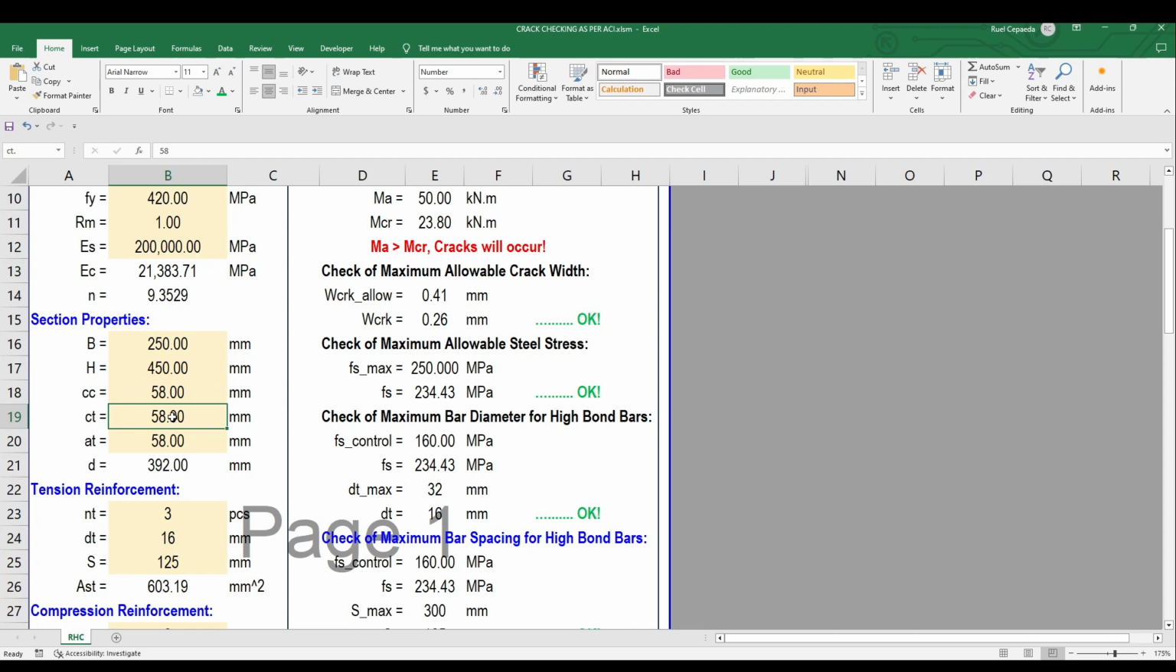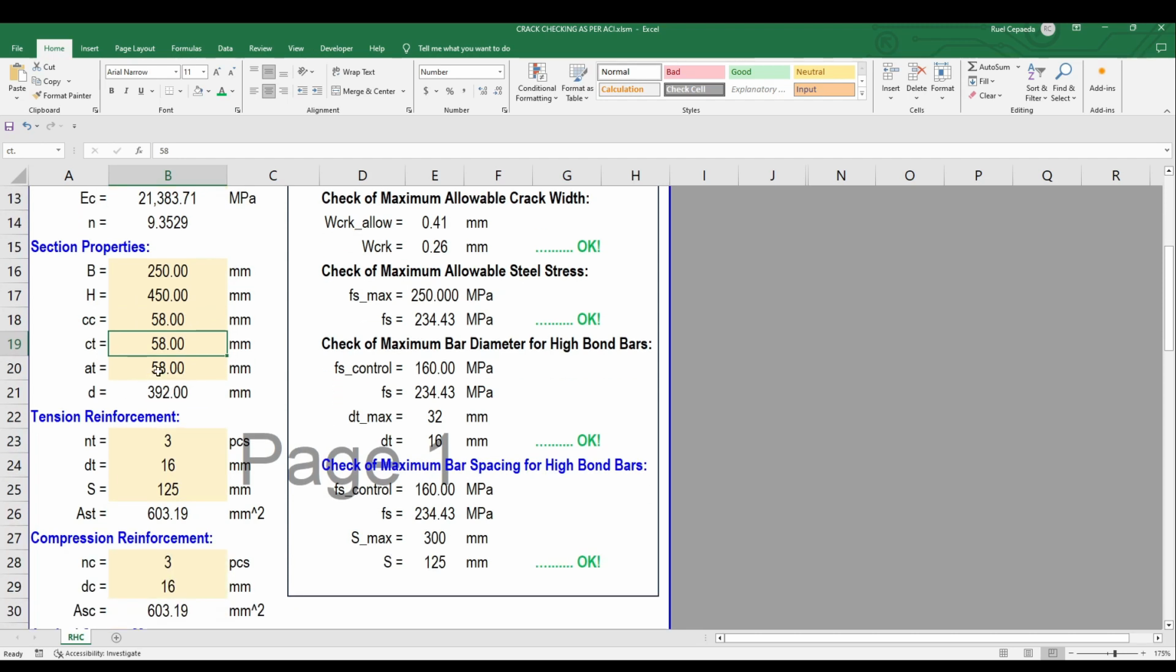Also, this one, Ct, is for the tension. Then our dt is the distance from the face of the beam or slab to the nearest rebar located in the tension part. Okay? Then, of course, our d is the depth or height of the beam or slab minus the Ct.